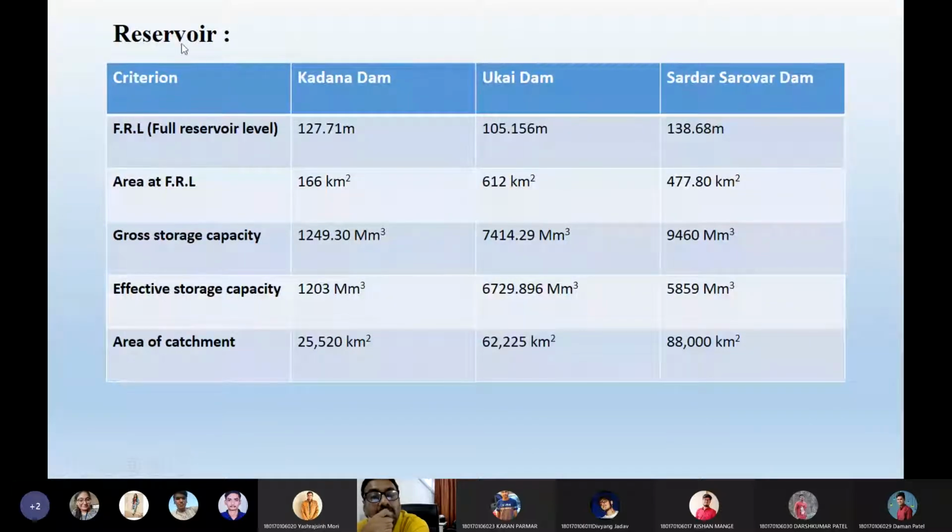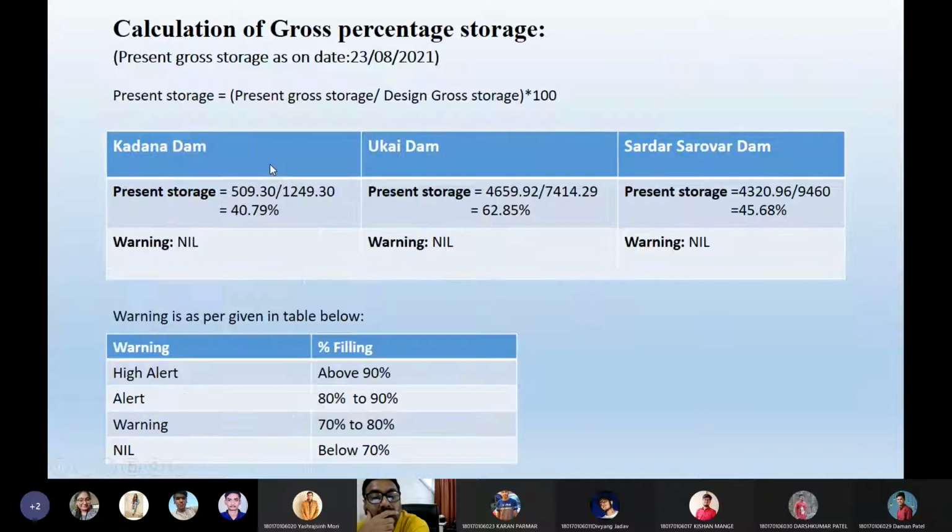This is the information about the reservoir, which is FRL, and the area at FRL, which is 166 square km for Kadana Dam, 612 square km for Ukai Dam, and 477.80 square km for Sardar Sarovar Dam. Gross storage, effective storage capacity, and the catchment area are given. Then the calculation of the gross percentage storage, as per the date 23/8/2021.